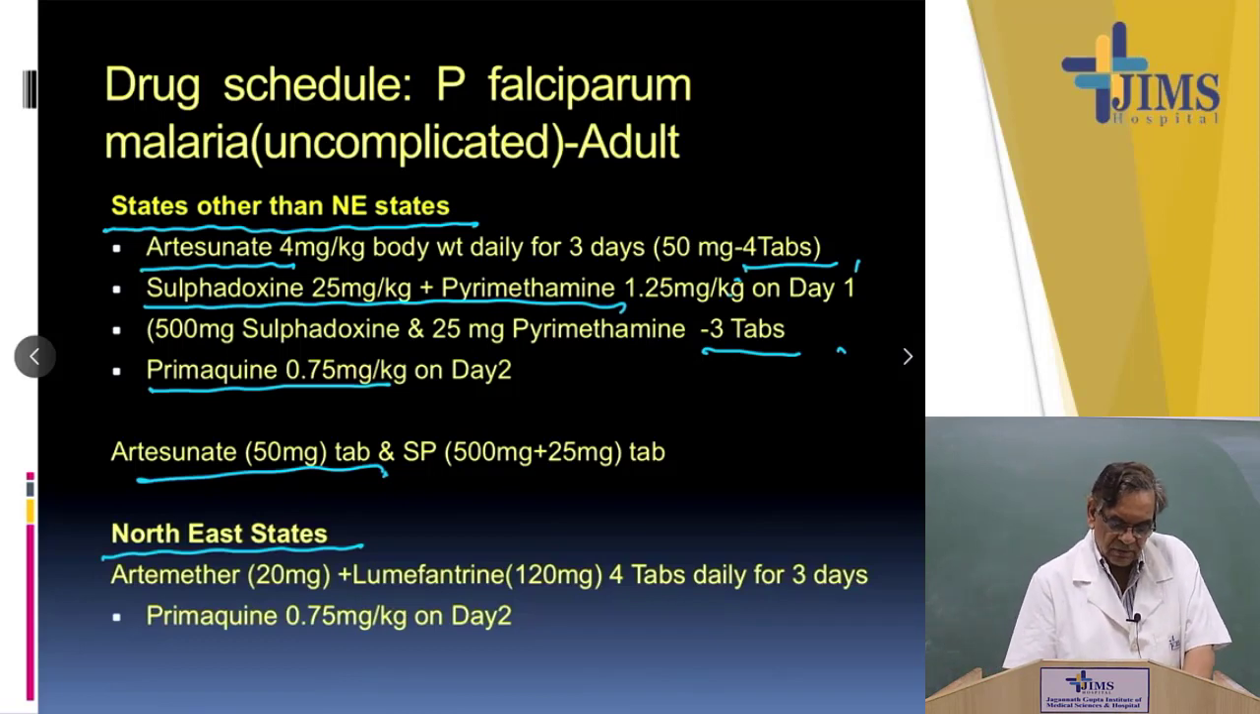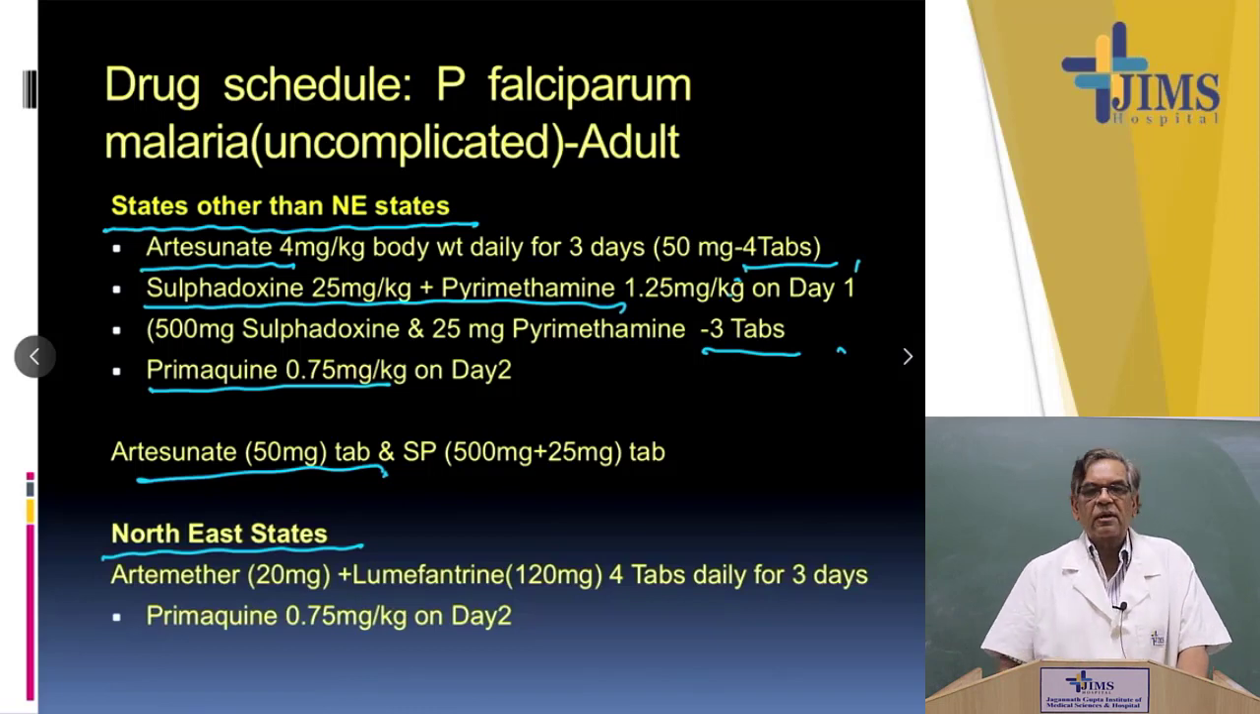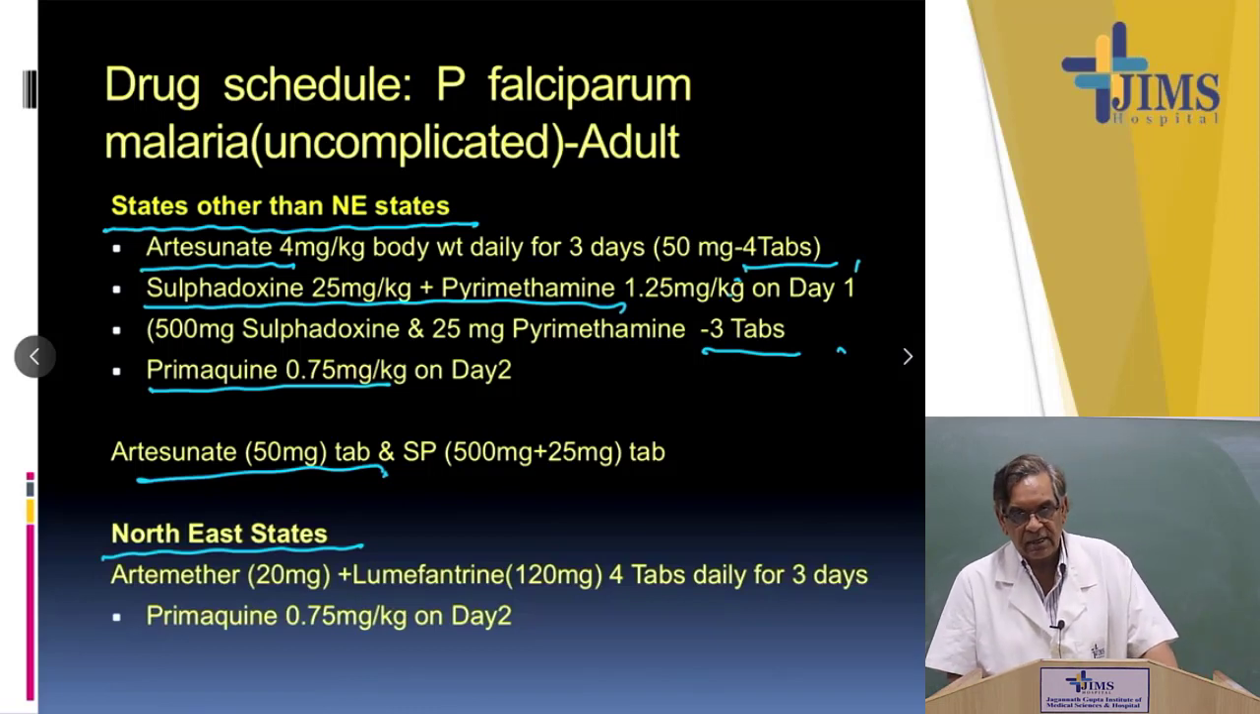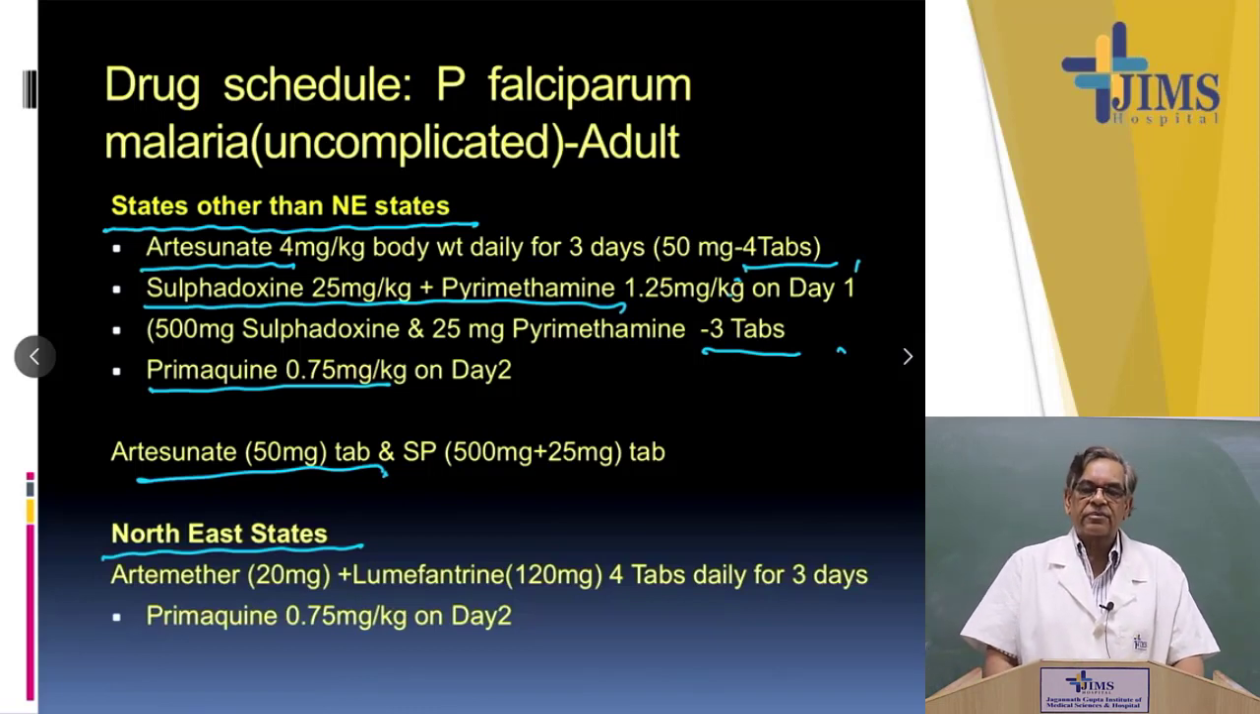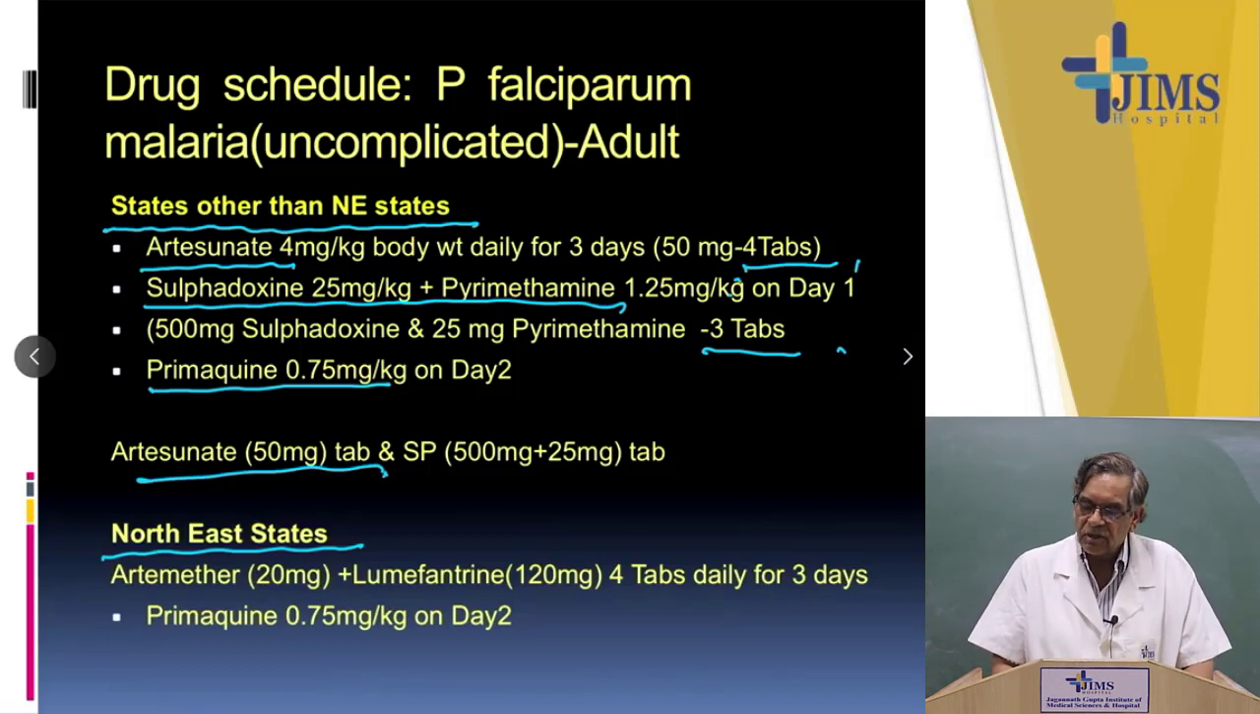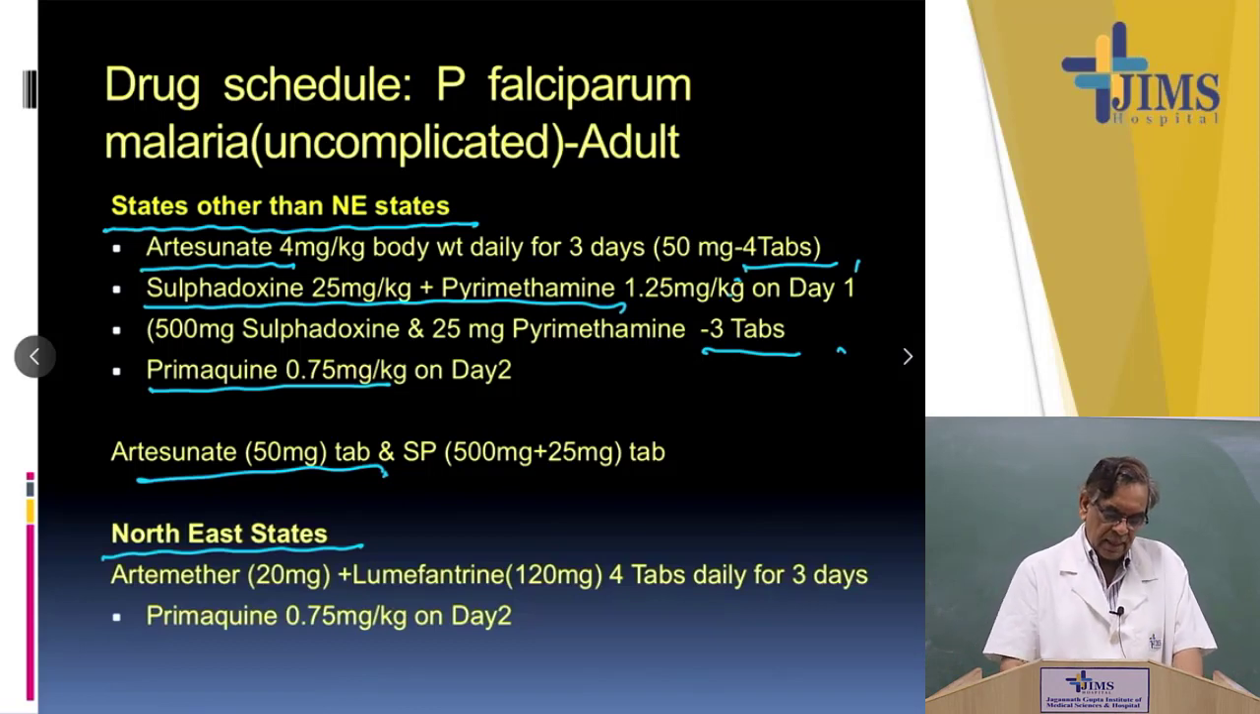Why is primaquine given in a case of P. falciparum malaria? As a gametocidal drug, it prevents interruption of transmission of the malaria.